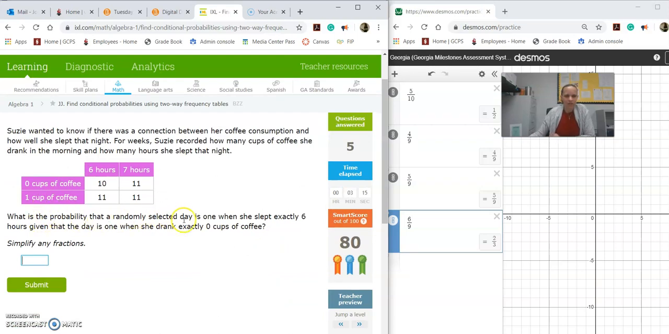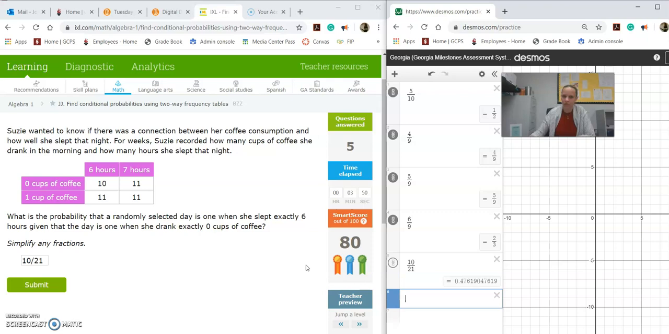All right, what's the probability a randomly selected day is one where she slept exactly 6 hours, given that the day is one when she drank exactly 0 cups of coffee? Okay, so my total is the given part. She drank 0 cups of coffee, which is this total right here. So that's my total. But I wanted she slept exactly 6 hours, so 6 hours is what I want. And that's 10 out of 21. Come back here. 10 divided by 21. Boom. Fraction. That's as simple as it can be.